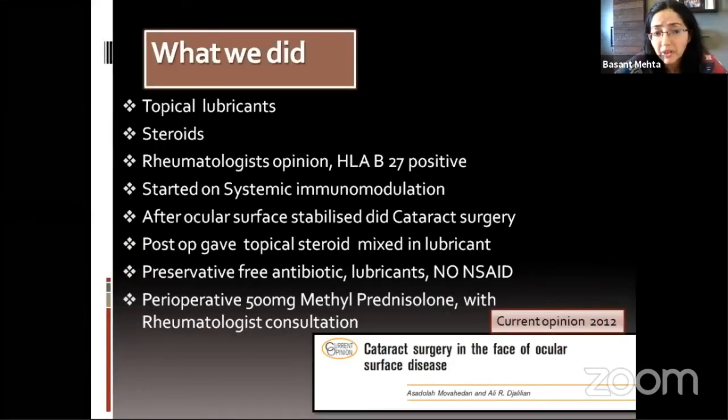We used topical lubricants, steroids. We took a rheumatologist's opinion. All tests were negative for autoimmune disease.